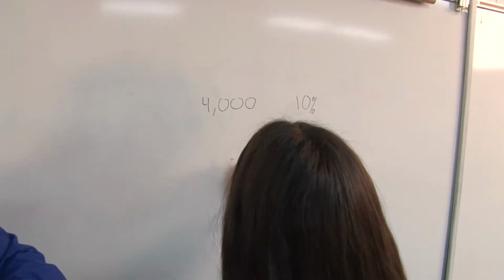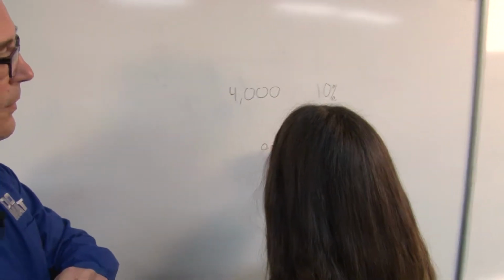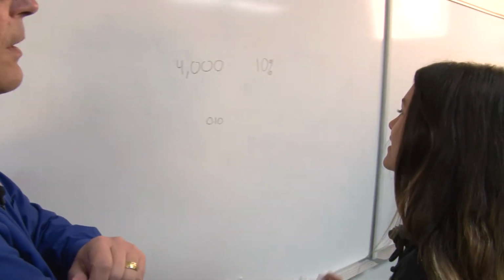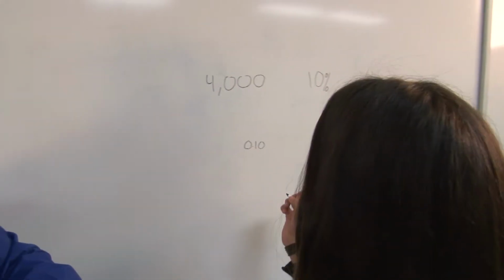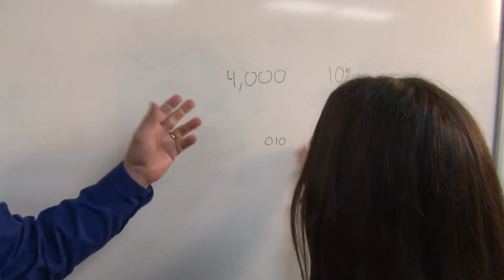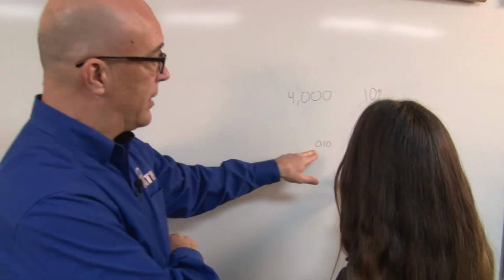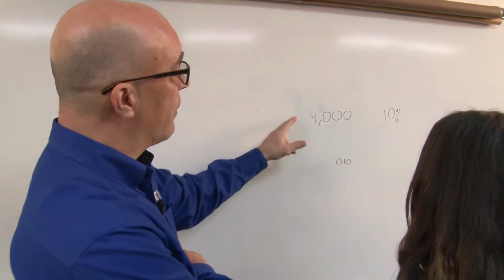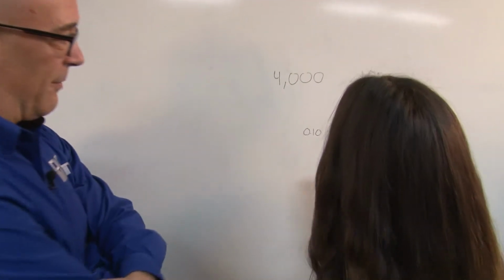Put 0.10, because we move it twice, times 4,000. Okay, so another way to write 10% is in decimal form to make it a little bit easier to multiply, right? Yeah. All right, so 4,000 times 0.10.